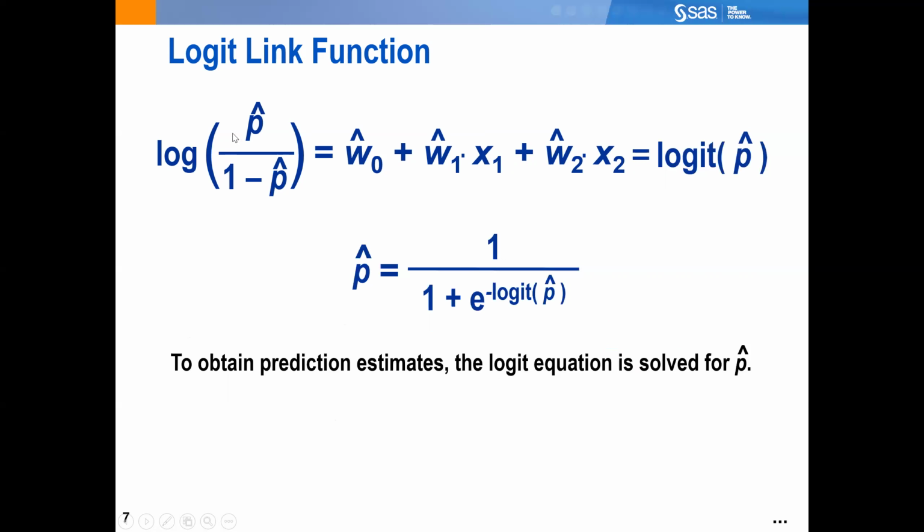So log of p hat divided by 1 minus p hat equals logit of p hat, which equals this equation here. If you solve this, you get p hat equals 1 over 1 plus e raised to the power minus logit of p hat. Remember that this is also equal to e raised to the power logit p hat divided by 1 plus e raised to the power logit p hat. If you go into the derivation, you will find those results here.